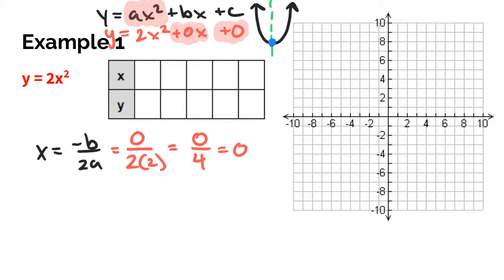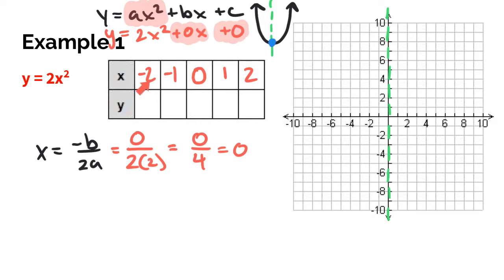Now what that means is that my graph is going to be centered around the point 0. So I'm going to put 0 in the middle of my table. Knowing that my graph is centered around 0, I'll show this over here by putting a green dashed line, which represents my axis of symmetry, along 0. Now I'm going to choose some values to the left and to the right of 0. Say, for example, negative 2, negative 1, and then 1 and 2, so it goes in order.